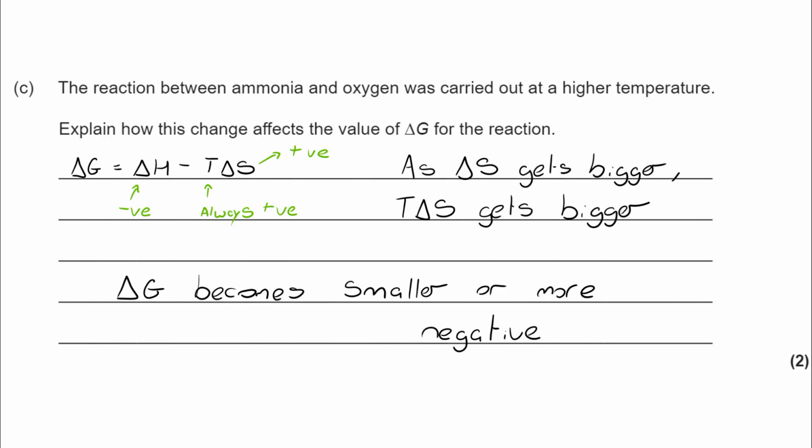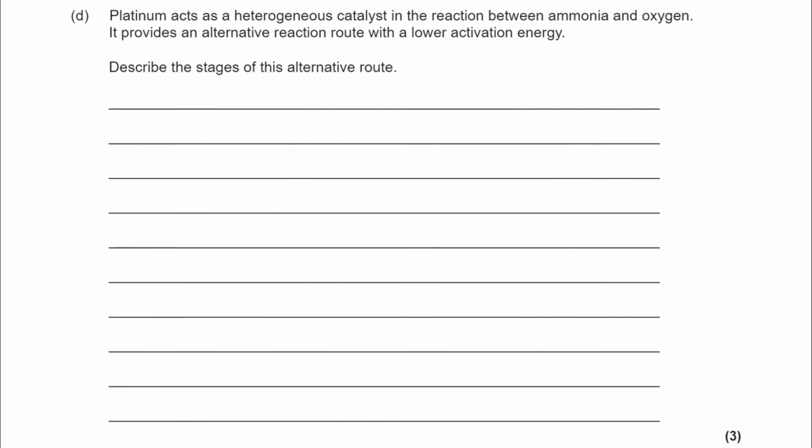Moving on to part D. And we're moving into catalysis here, so part of the transition metal topic. Quite a lot of space here, and there's not a huge amount that you need to write down. So platinum is a heterogeneous catalyst in the reaction between ammonia and oxygen. It provides an alternative reaction route with a lower activation energy. But here we need to describe the stages of that route. And as questions go, it's a relatively straightforward 3-marker.